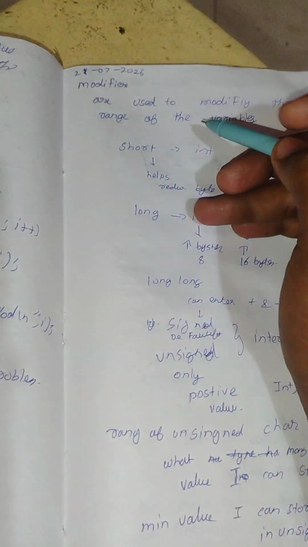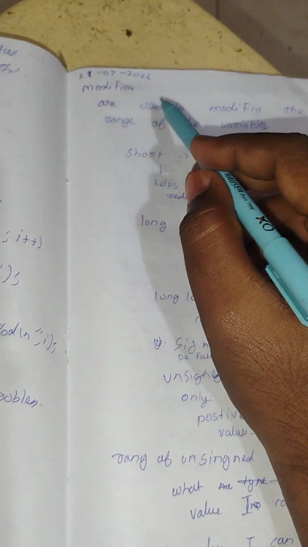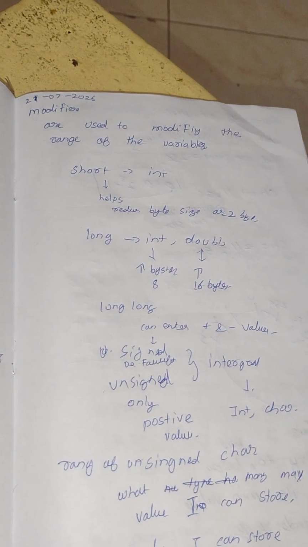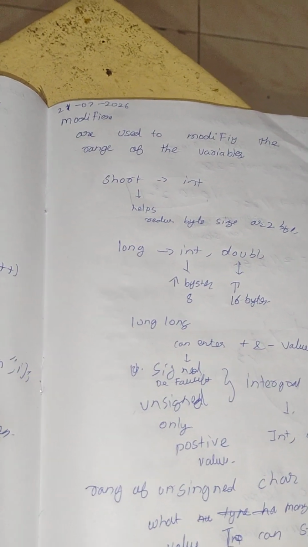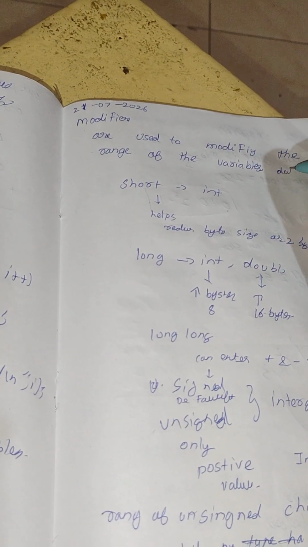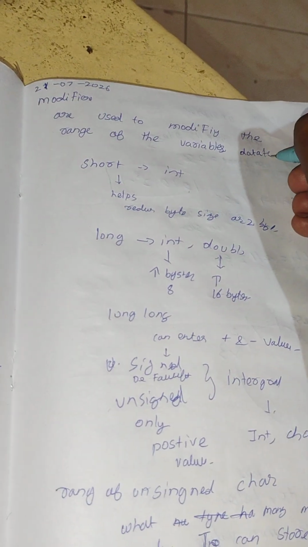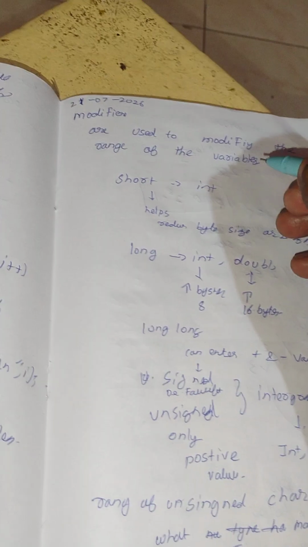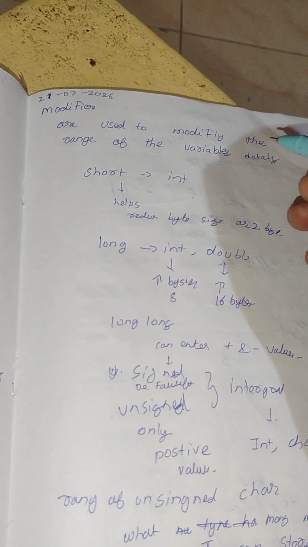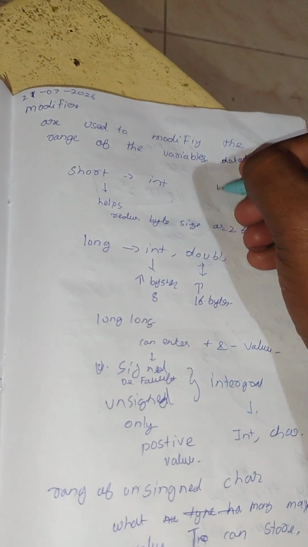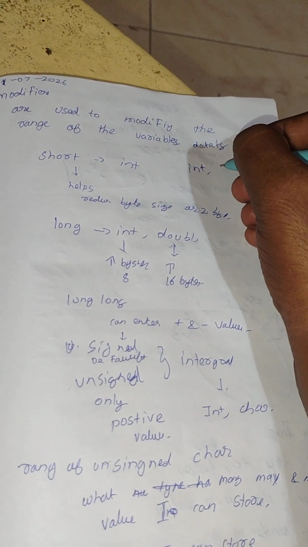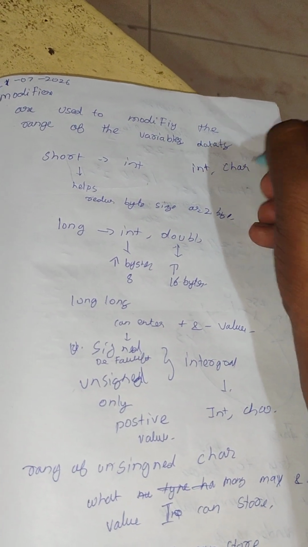Okay, today we are going to see about modifiers. Modifiers are used to modify the range of variable data types. Modifiers can be used in only integral data types. What are the integral data types? Integer data type and character data type.